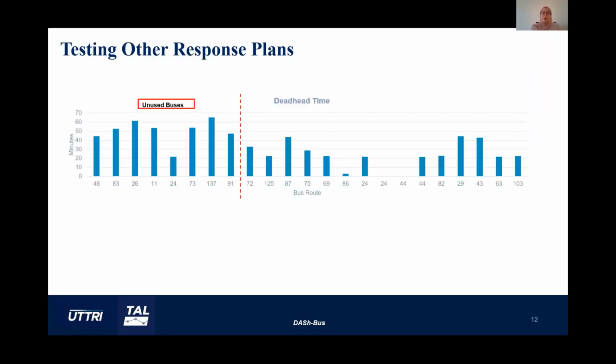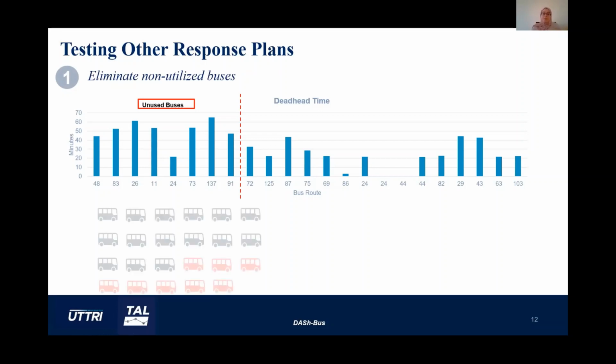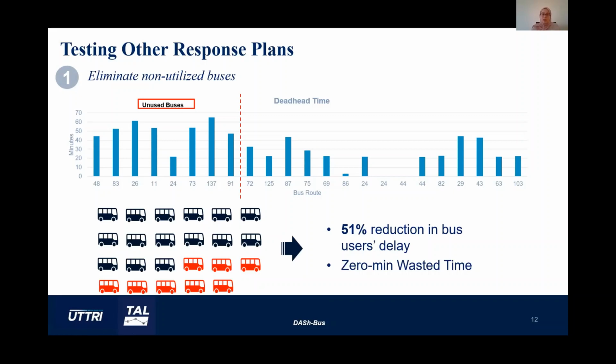So through this tool, we can actually know the exact bus routes that made it to the incident and the bus routes that did not make it to the incident on time. And then what we did, we said, what if we eliminate these buses that didn't make it to the incident? And our analysis showed that we were able to reduce the bus users' delay by 50%. And then we have no waste.